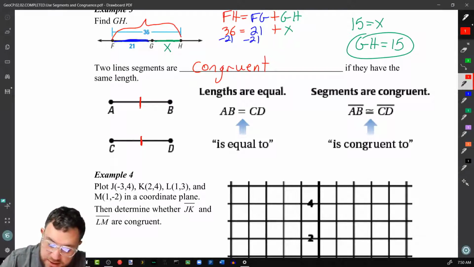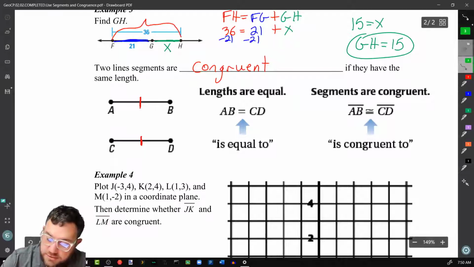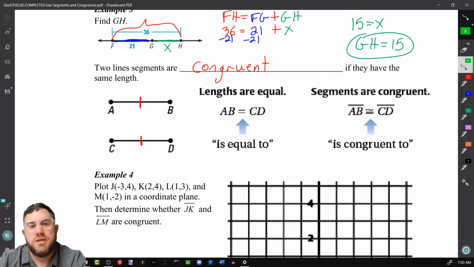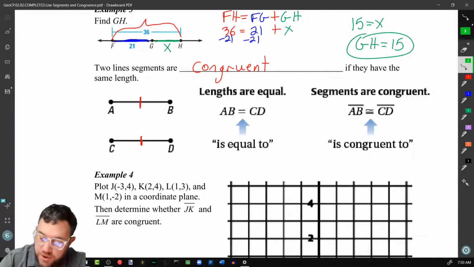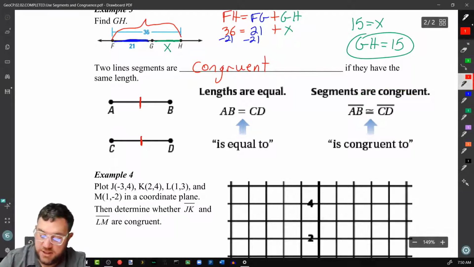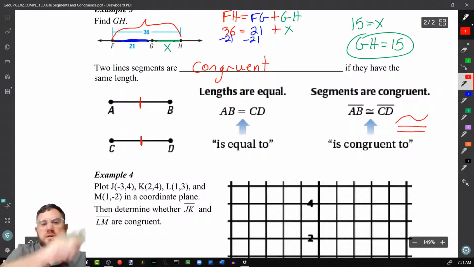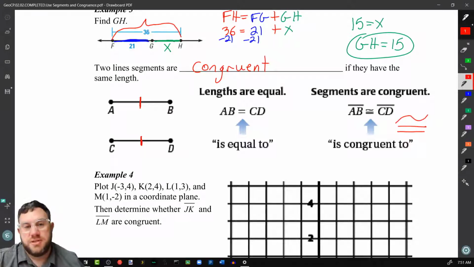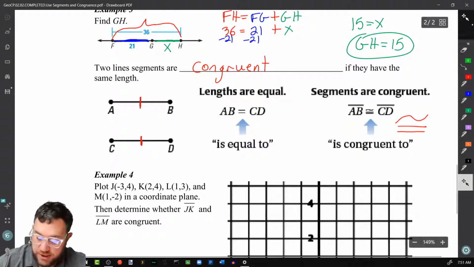Also, this right here says the length of AB equals the length of CD. So if we're talking about their length, talking about numbers, we would use equal. But when we're talking about segments, the actual figure, the picture, we use congruent. So we would say segment AB is congruent to segment CD. And the symbol for that, I'll draw it a little bit bigger, is an equal sign with a squiggle on top. So that says the pictures of these segments have the same length.